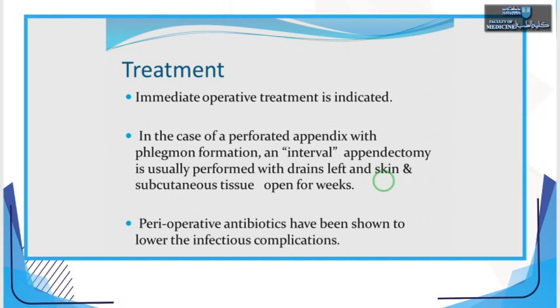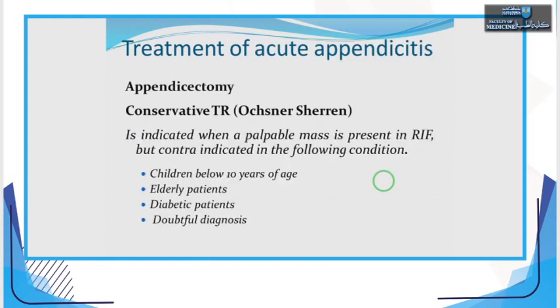Perioperative antibiotics have been shown to lower the infectious complications. Treatment of acute appendicitis is appendectomy. Now we talk about the conservative treatment, the Ochsner-Sherren technique. This is only indicated if there is no pus as evidenced by preoperative CT. If it is only an inflamed mass around the appendix with no perforation, with no pus formation, you can use this conservative treatment.